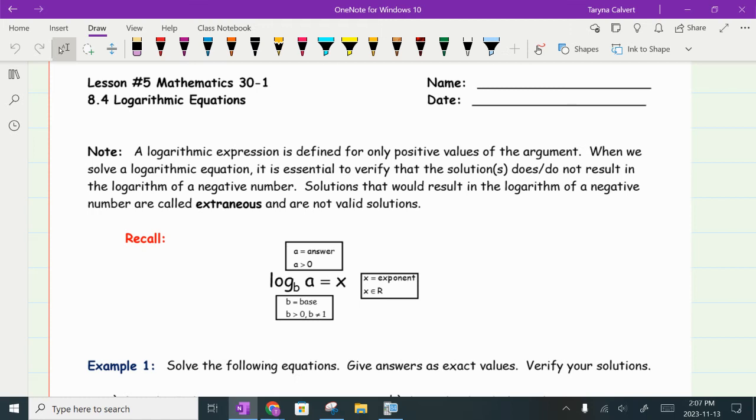Solving some log equations. We're going to spend a couple days on it just because there's a couple different types that you kind of have to get used to. The ones we're going to do today actually have log in them already, so the log is built into the equation. The ones tomorrow, you're going to have to create log equations to solve them.